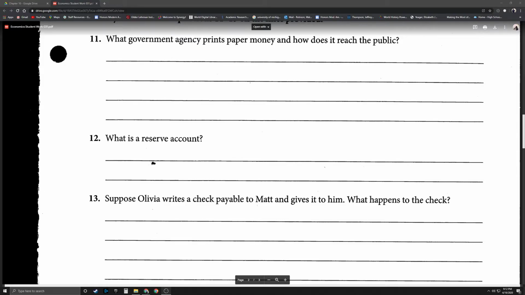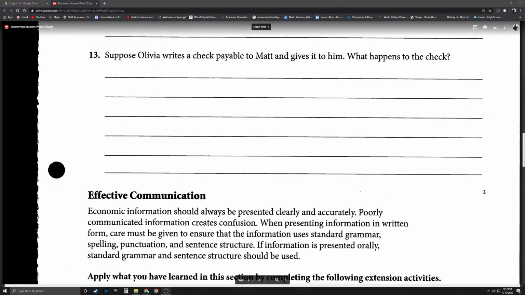And then question 12, what is a reserve account? It's kind of like a checking account that a member bank has with the Federal Reserve, okay? And then 13, suppose Olivia writes a check payable to Matt and gives it to him.